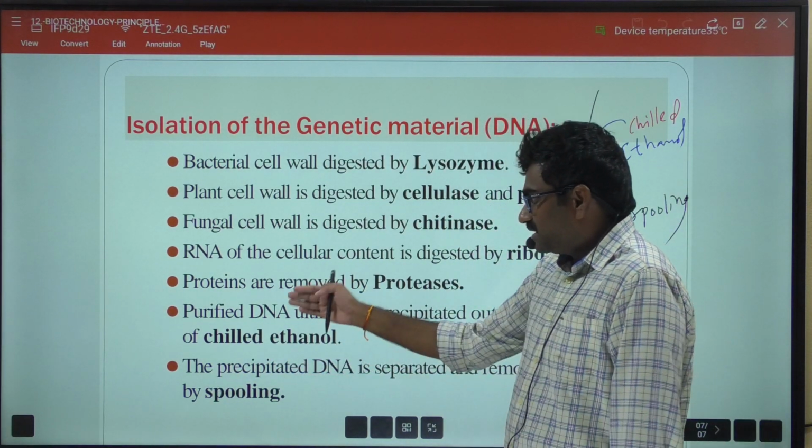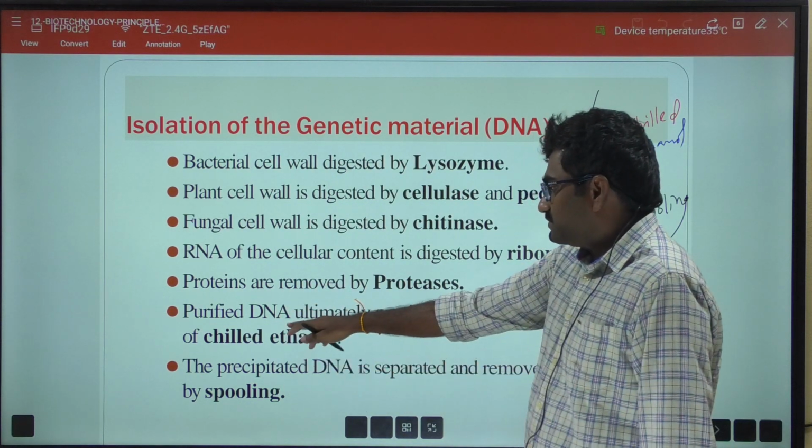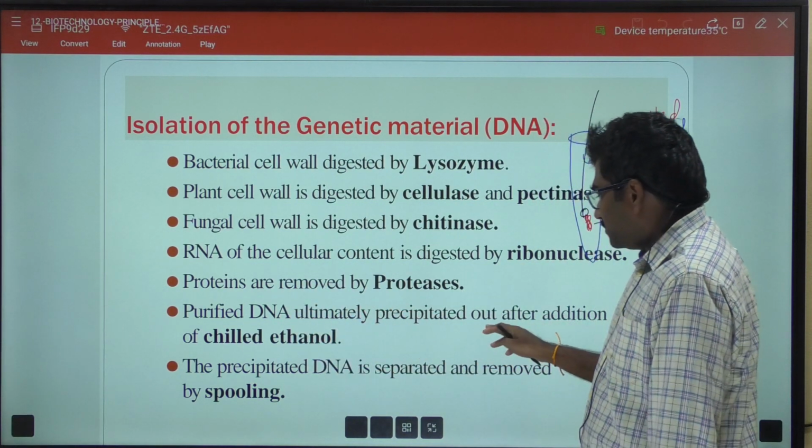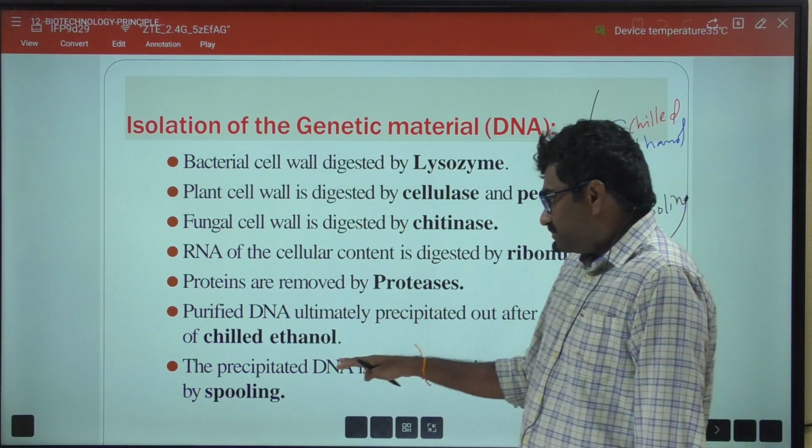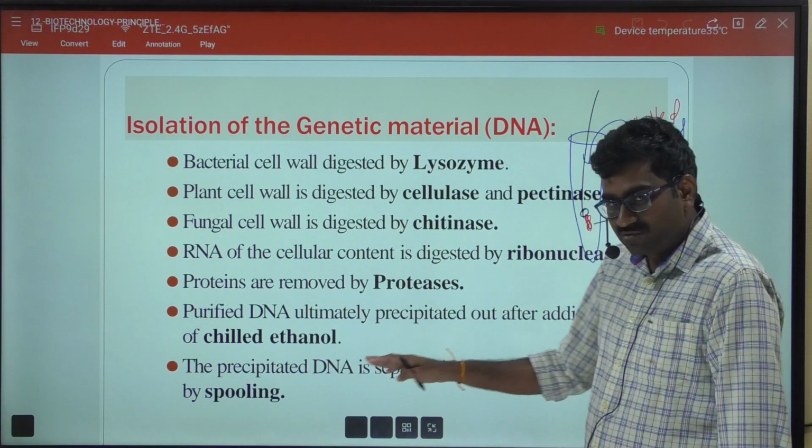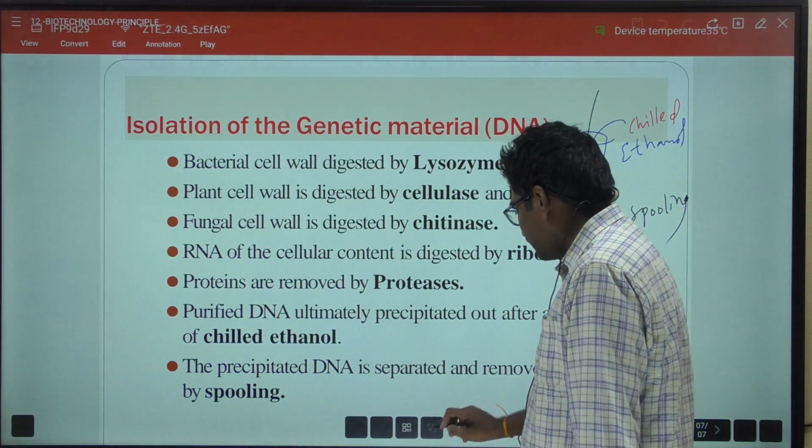Okay, so these are very important from the NEET point of view. Purified DNA is ultimately precipitated out after addition of chilled ethanol, and the precipitated DNA is separated and removed by spooling. Right.